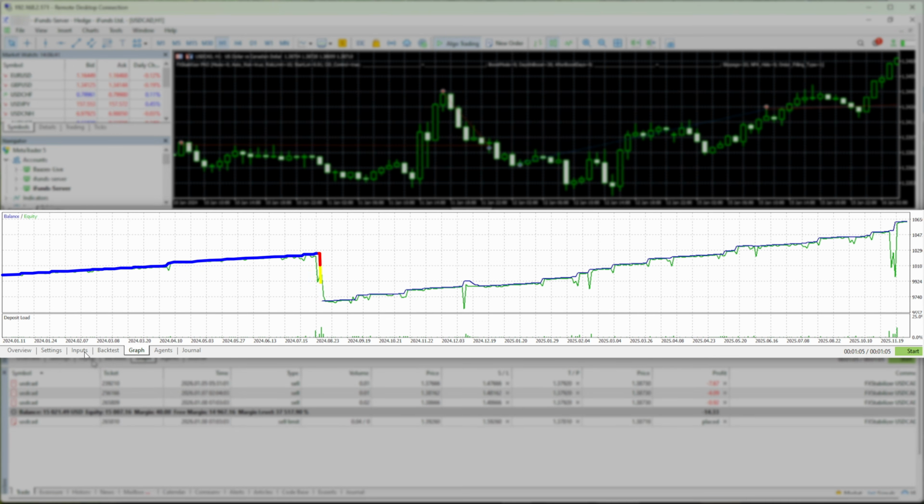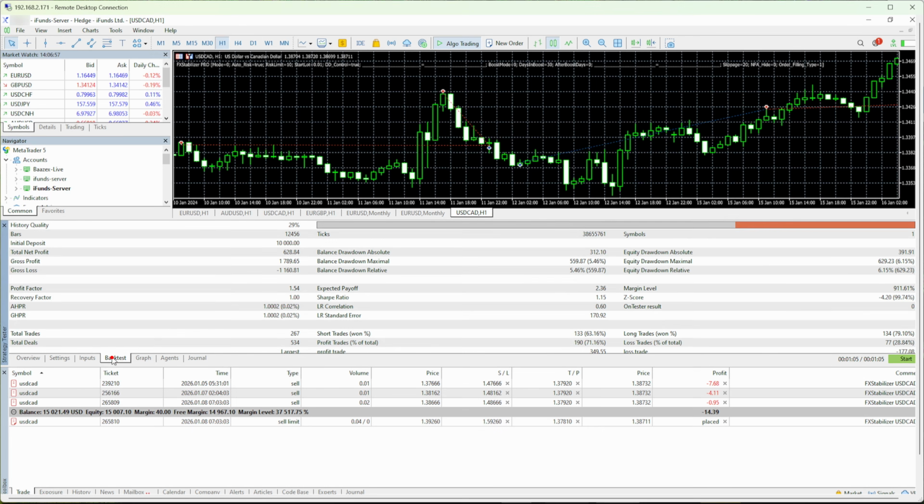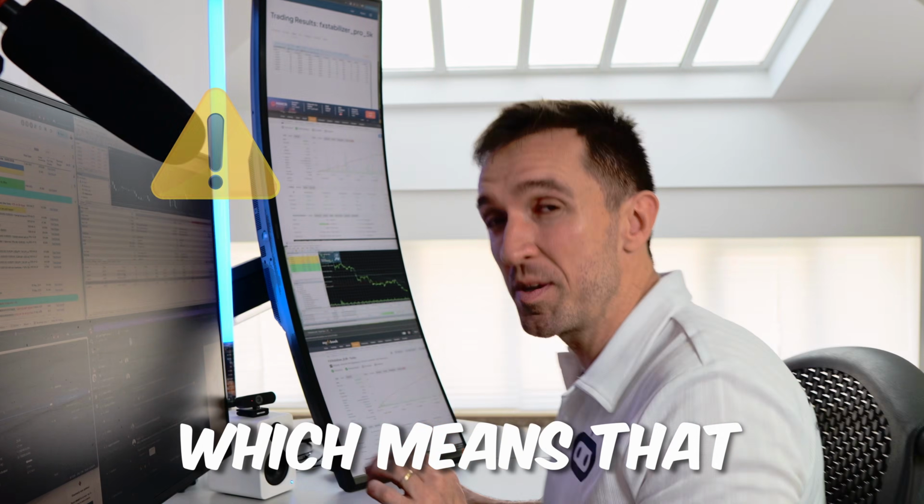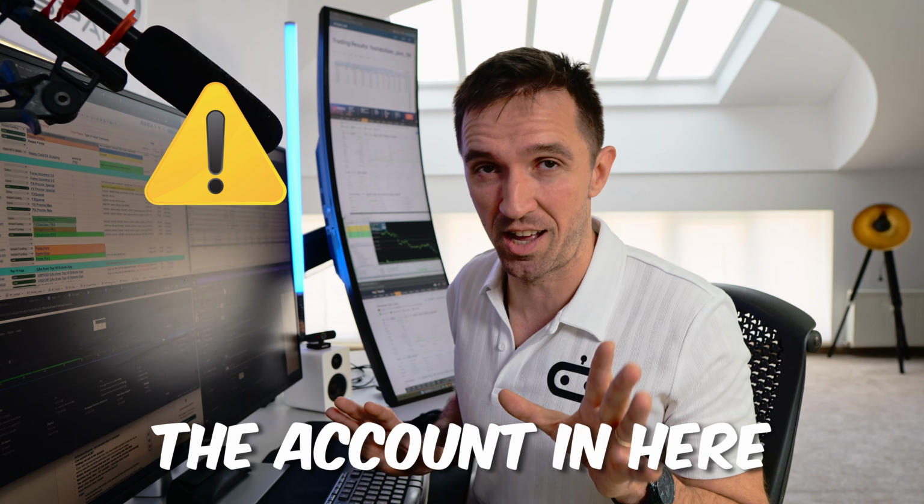And here it is, the backtest is completed, and we can see that only one time, somewhere in August 2024, the protection system applied and the expert advisor closed the trades. We can see that the equity drawdown here was 6.15%, which means that I wouldn't have lost the account in here.